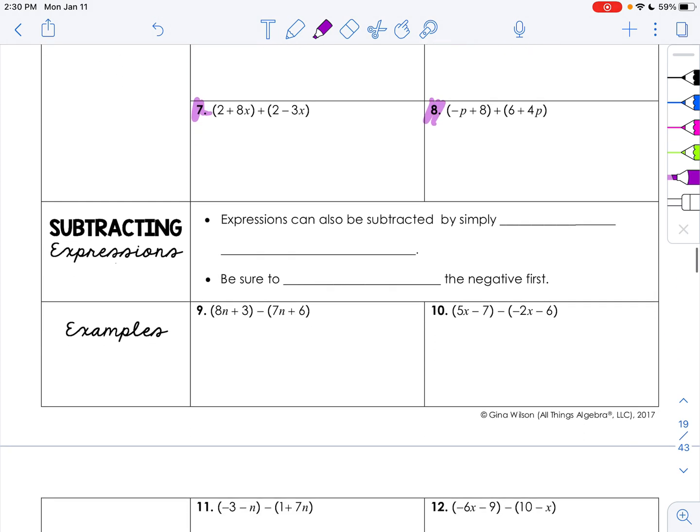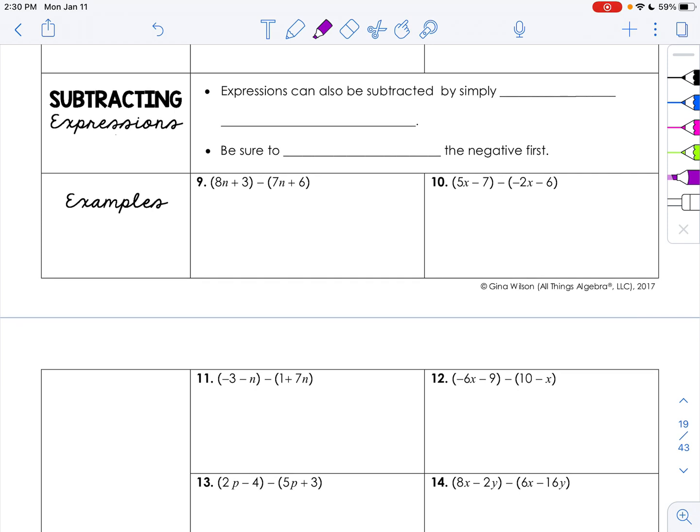And let's take a look at subtracting. Subtracting is a little bit different. Expressions can also be subtracted by combining like terms, but this is where the difference is. Be sure to distribute the negative first. So this step is where adding and subtracting expressions is different. But once we distribute that negative, it's just like adding. So let's take a look at some examples.